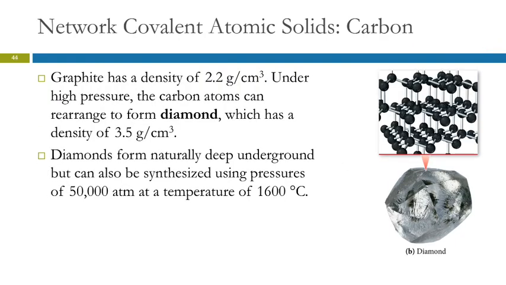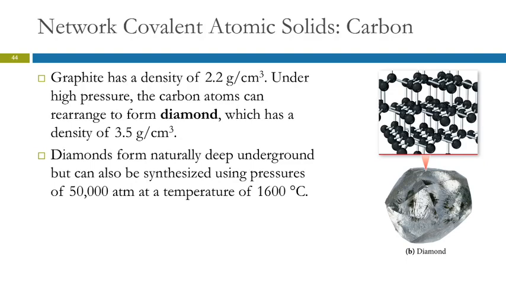Graphite has a density of 2.2 grams per cubic centimeter. No, you don't need to memorize that. If you put it under very high pressure, you can force the carbon atoms to form a more compact structure, such as a diamond. In a diamond, we see some of this hexagonal pattern again, but now we have covalent bonds in all 3 dimensions, not just in 2-dimensional sheets. A diamond has a density of 3.5. It's larger, more dense.